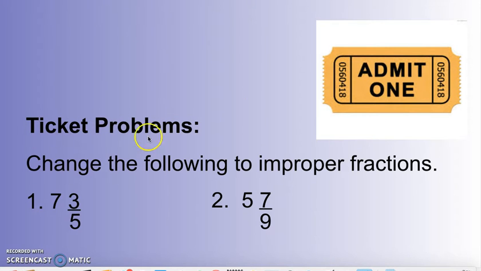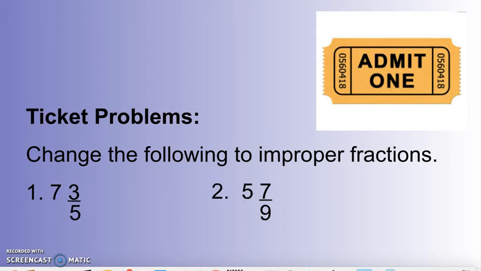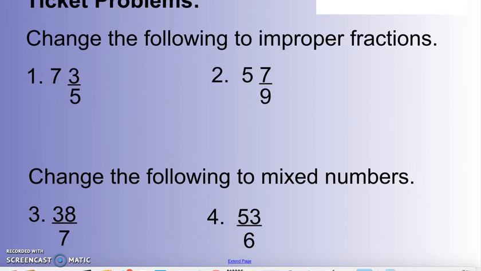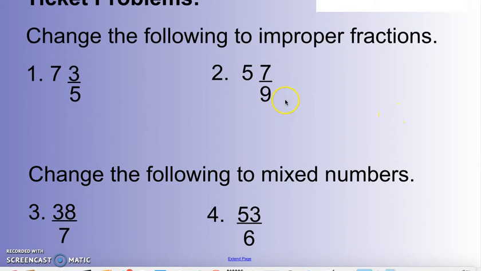For tomorrow, what I would like for you to do is complete these 4 problems. The first 2 are mixed numbers, and I would like for you to change them to improper fractions. And then the last 2 are improper fractions, and I want you to change them to mixed numbers.